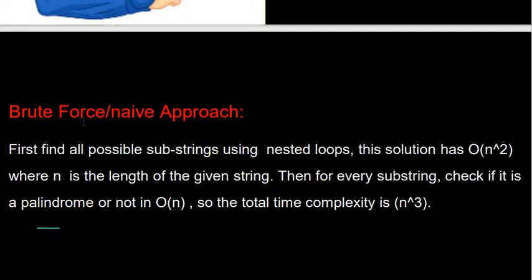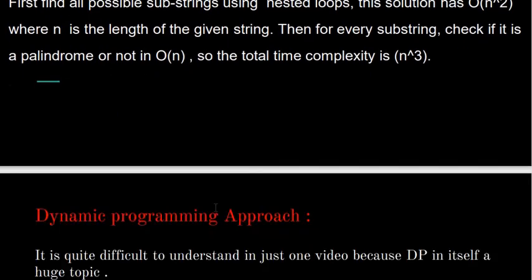The first approach is the brute force or naive approach, where we first find all possible substrings of a given string using nested loops, which takes O of n square time, where n is the length of the given string. And then for every substring we check whether it is a palindrome or not, which takes O of n time. So the total time complexity is O of n cube, which is not good at all.